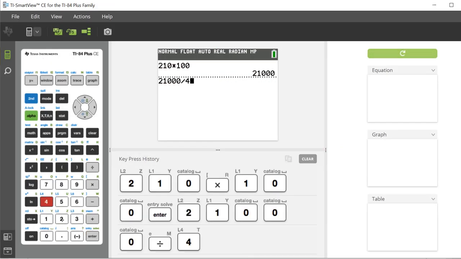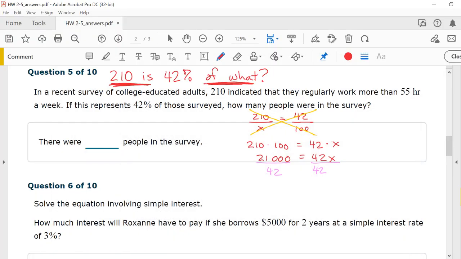21,000 divided by 42 is 500. So there were 500 people in the survey.